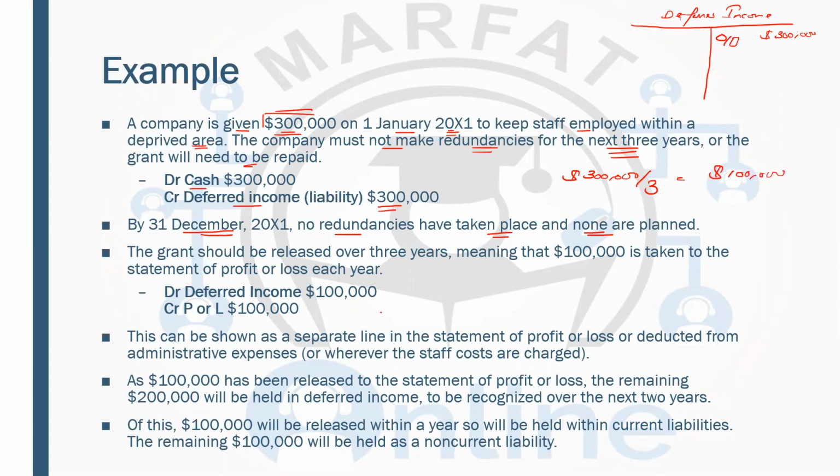Now that you have complied with the condition, de-recognize the liability of 100,000 and record it in profit or loss as income. So debit the deferred income account, meaning the deferred income account has been debited, with the credit going to profit or loss. The closing balance is 200,000, which becomes the opening balance of the next year.